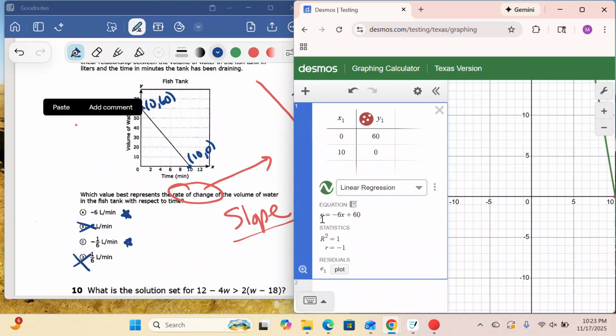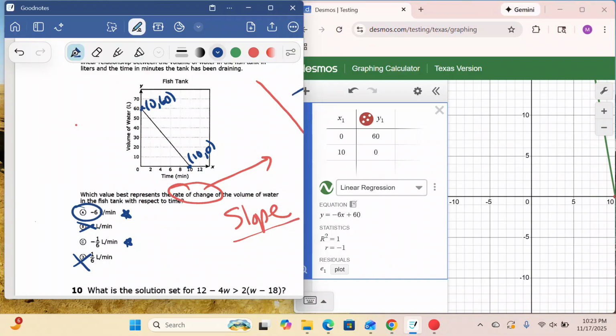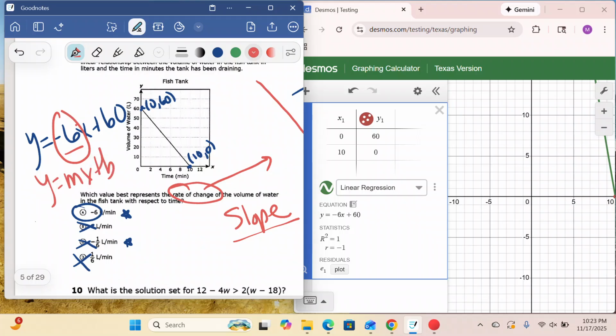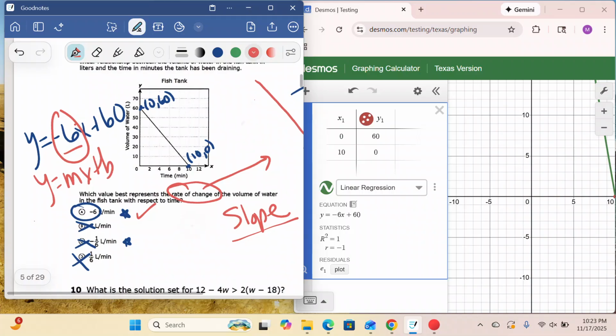And here it is. My equation is y equals mx plus b. My slope, or my rate of change, is -6. So the answer is letter A. And once again, if you look at the regression, it's a linear regression. It gives me y equals -6x plus 60. This right here is my slope, and it's in the format of y equals mx plus b. So the answer is A. So that is how you figure that one out with the slope.